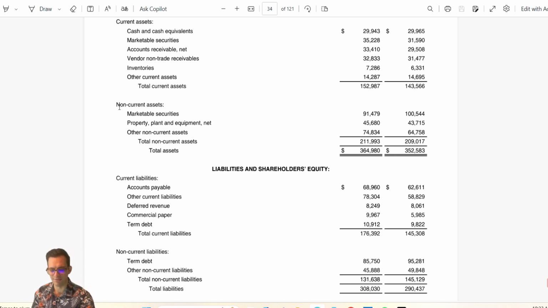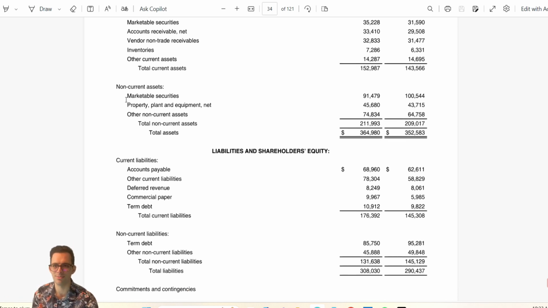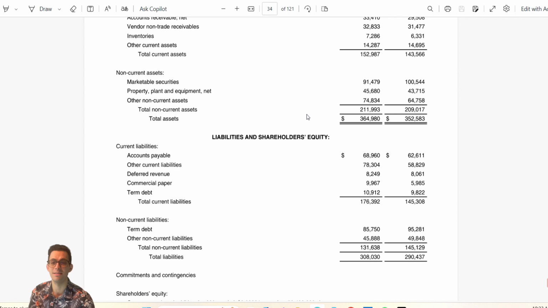So we have our marketable securities, more investments. So these things are probably not being sold on the stock market right now, readily available. Property, plant, and equipment, that's going to be your vehicles, buildings, machinery, all of those pieces together. And at the end of the day, total assets is $364 billion. They have a lot of assets. They're a big company. Makes sense.